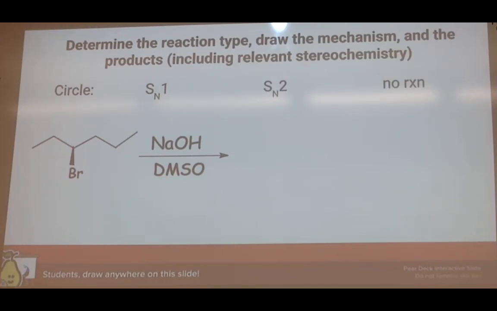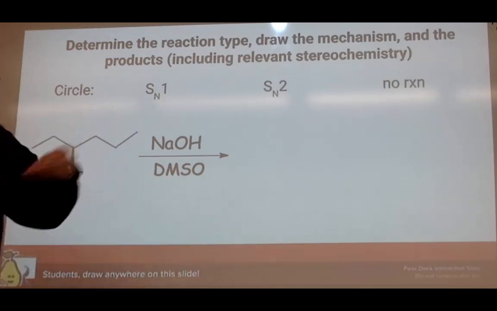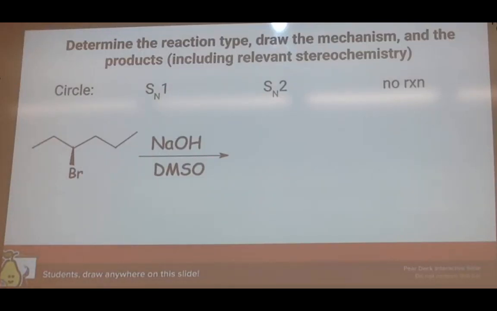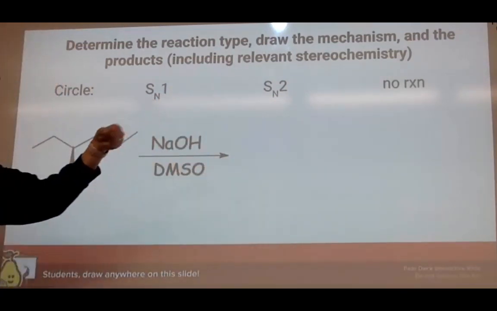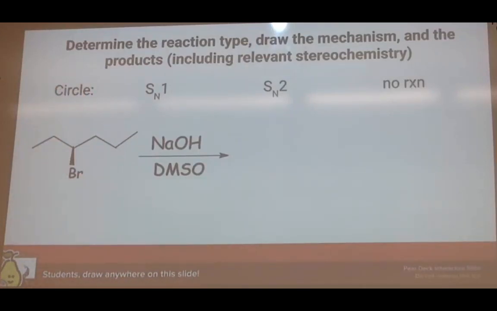So what we'll do is we'll look at this first slide, this first practice. I'm going to talk you through step by step what you should be looking at. Where we should look at first, then second, then third. For this, we're determining the reaction type. So we're going to have to circle what type of reaction, or whether one does not occur at all. Then we'll look at the mechanism, and we'll look at the products.